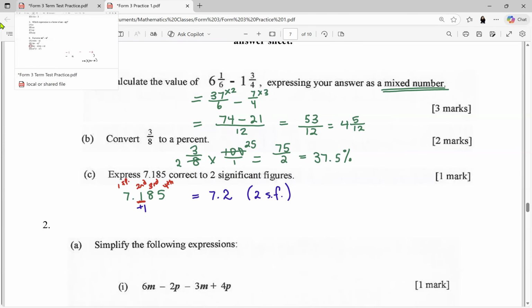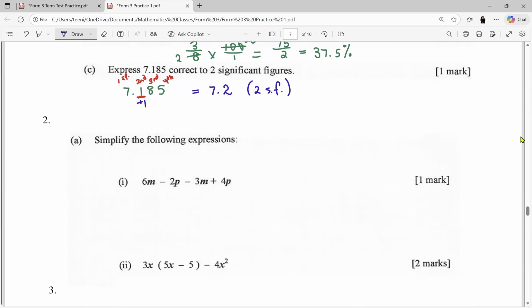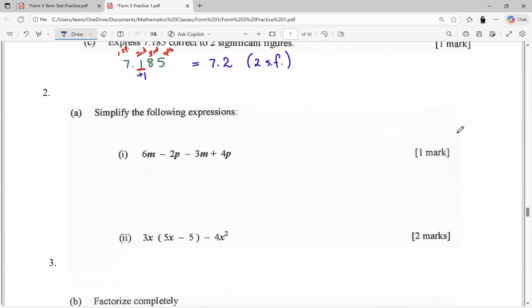I think I need to make a short video on this and keep it handy because it's something that students forget. All right, simplify the following expressions. Anybody want to try A part 1 for me, to simplify 6m minus 2p minus 3m plus 4p? It's only 1 mark, so that should tell you that it's not very difficult. Can I try? Yeah, of course.